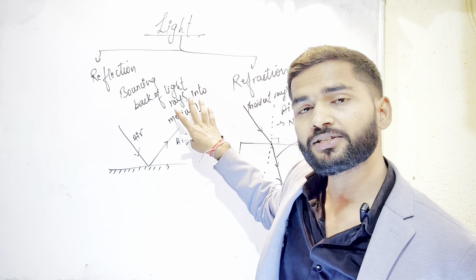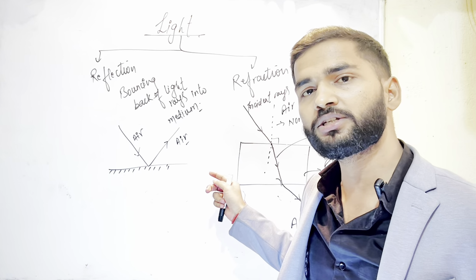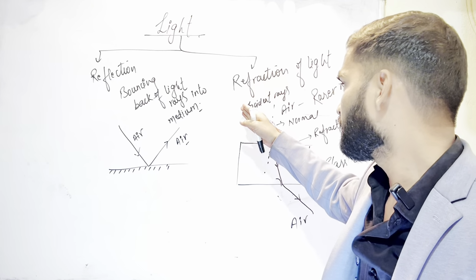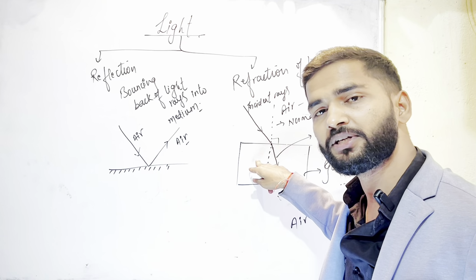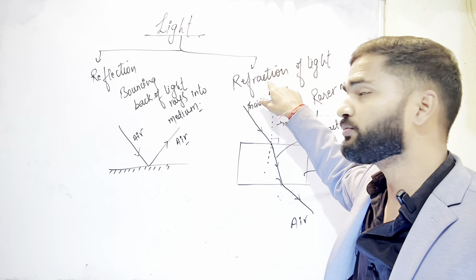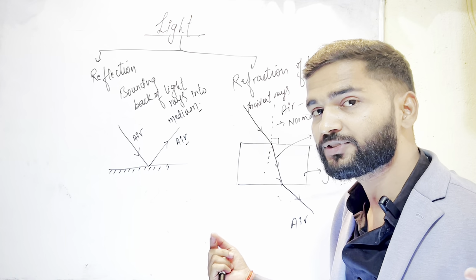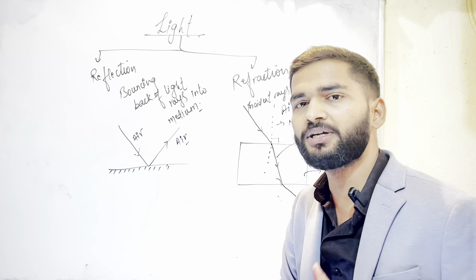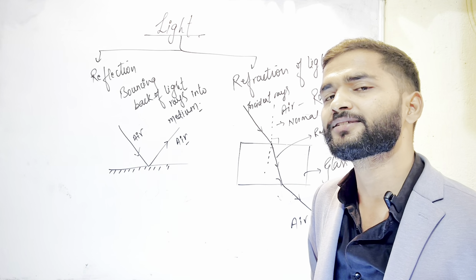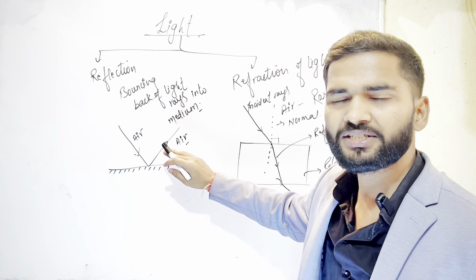The same medium is very necessary. If there is a change in the medium, suppose, look here. When light rays travel from one medium to another medium, it is considered to be refraction of light. If there is a change in the medium, refraction should be considered. If there is no change in the medium, it is called reflection: the bounce back of light into the same medium. The definition is very simple.